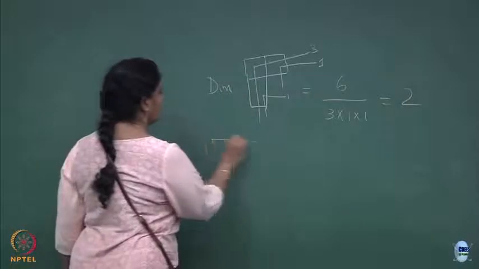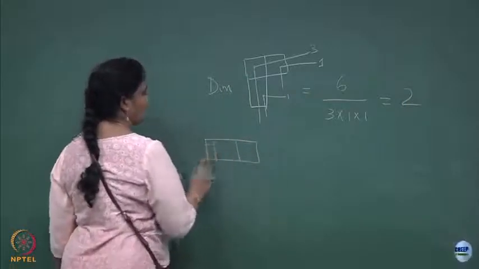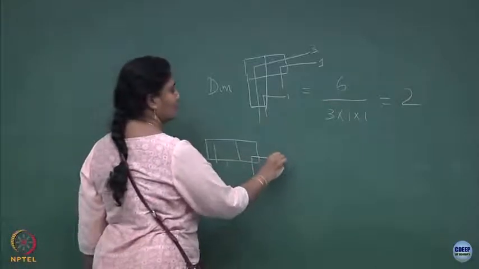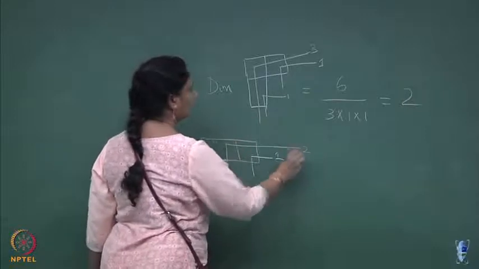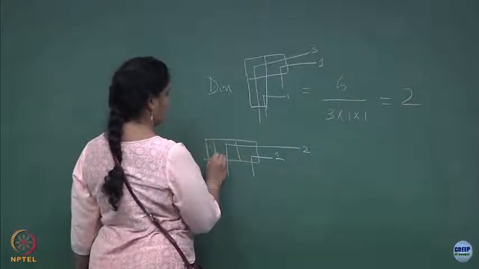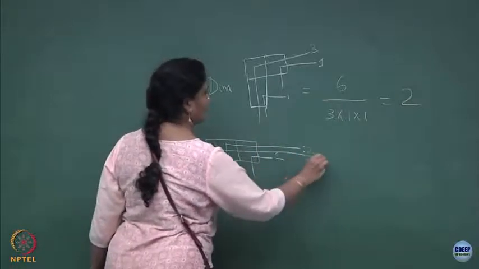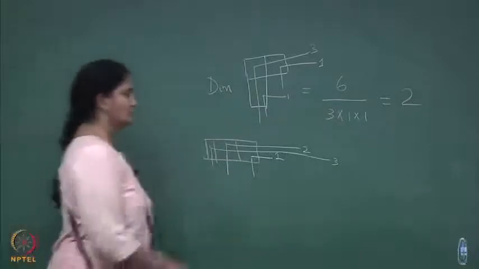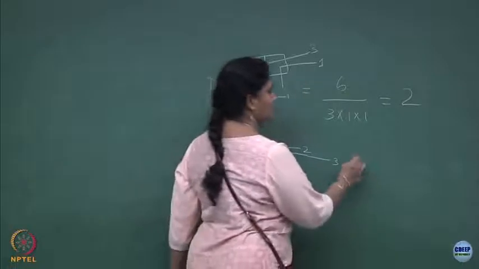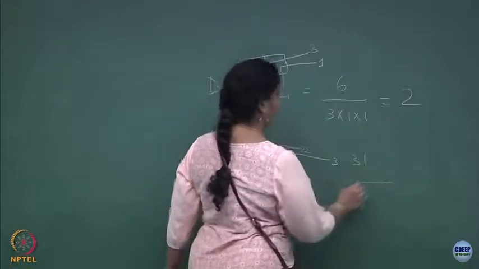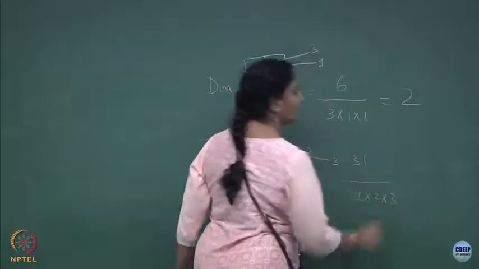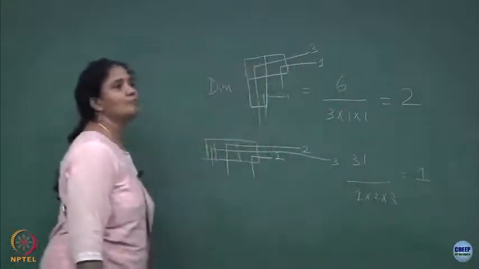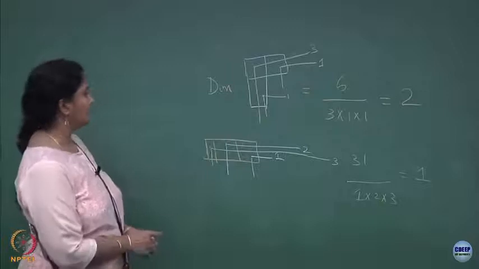You can do it for this particular diagram. What are the hook numbers? This one is 1, this one is 2, this one is 3, right. So, what happens? You have 3 factorial in the numerator, but 1 into 2 into 3 in the denominator, which gives the dimension 1.